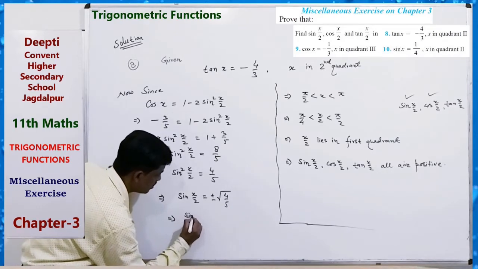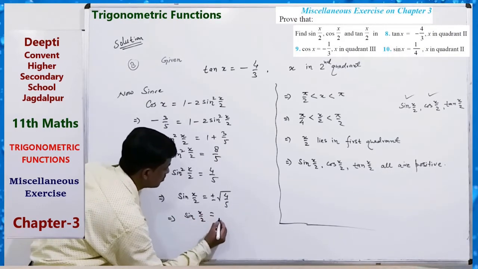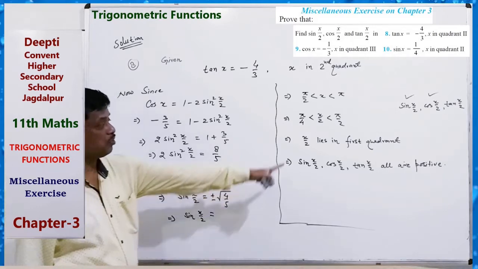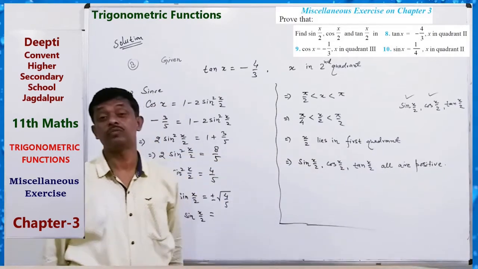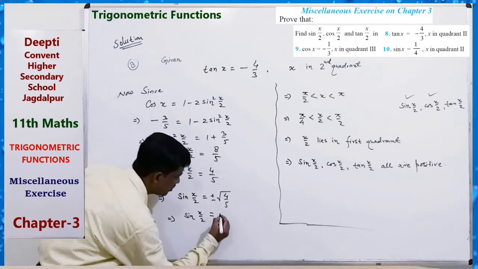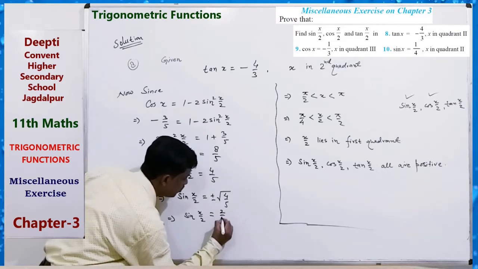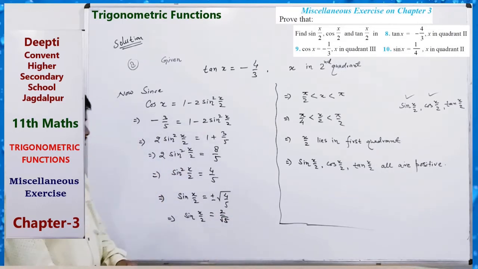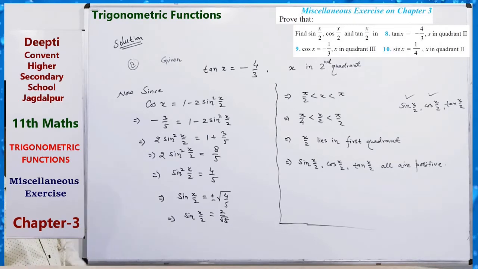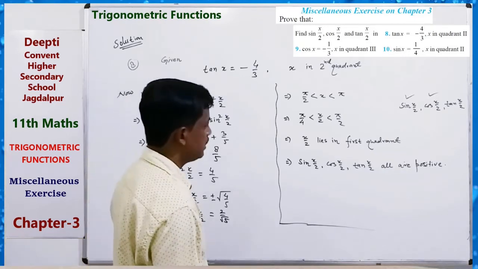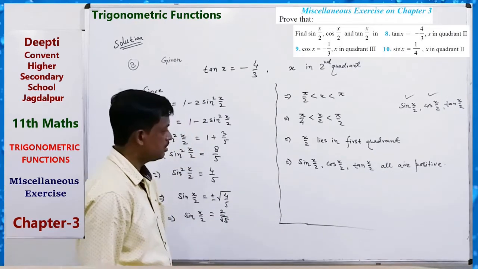Sin x by 2 will be positive, all positive, so take the positive value: 2 by root 5. Sin x by 2 equals 2 by root 5. Okay, this is sin x by 2. Clear?